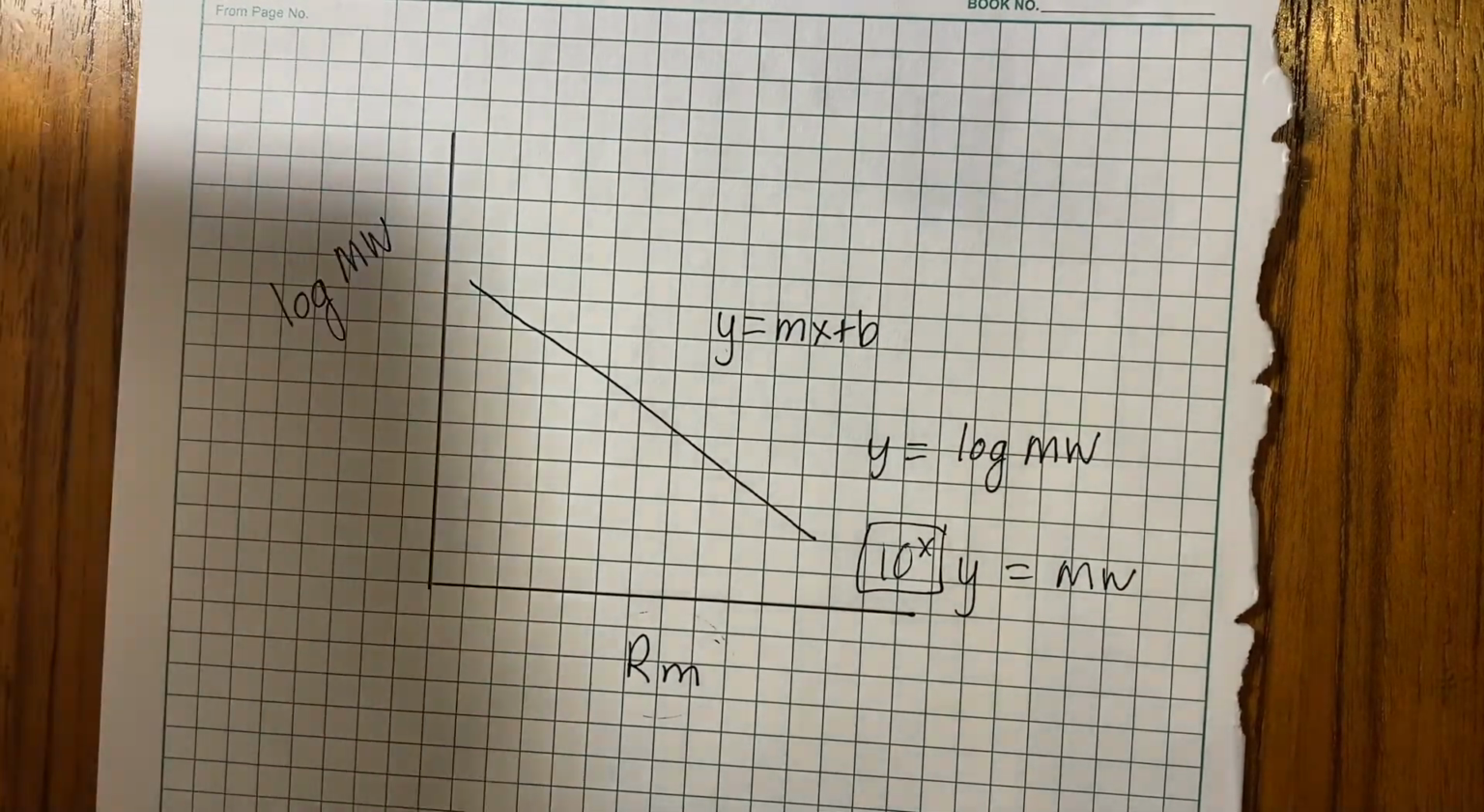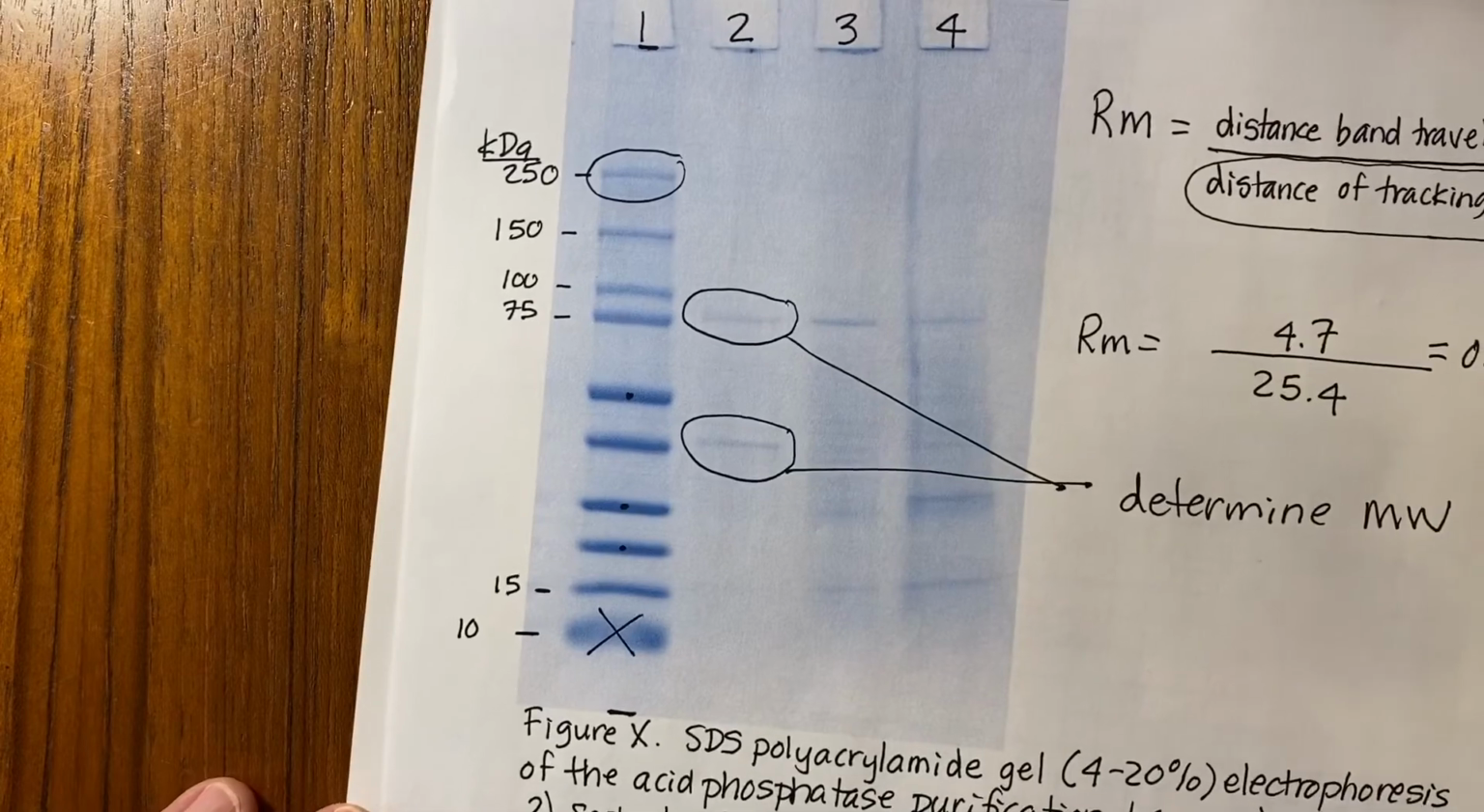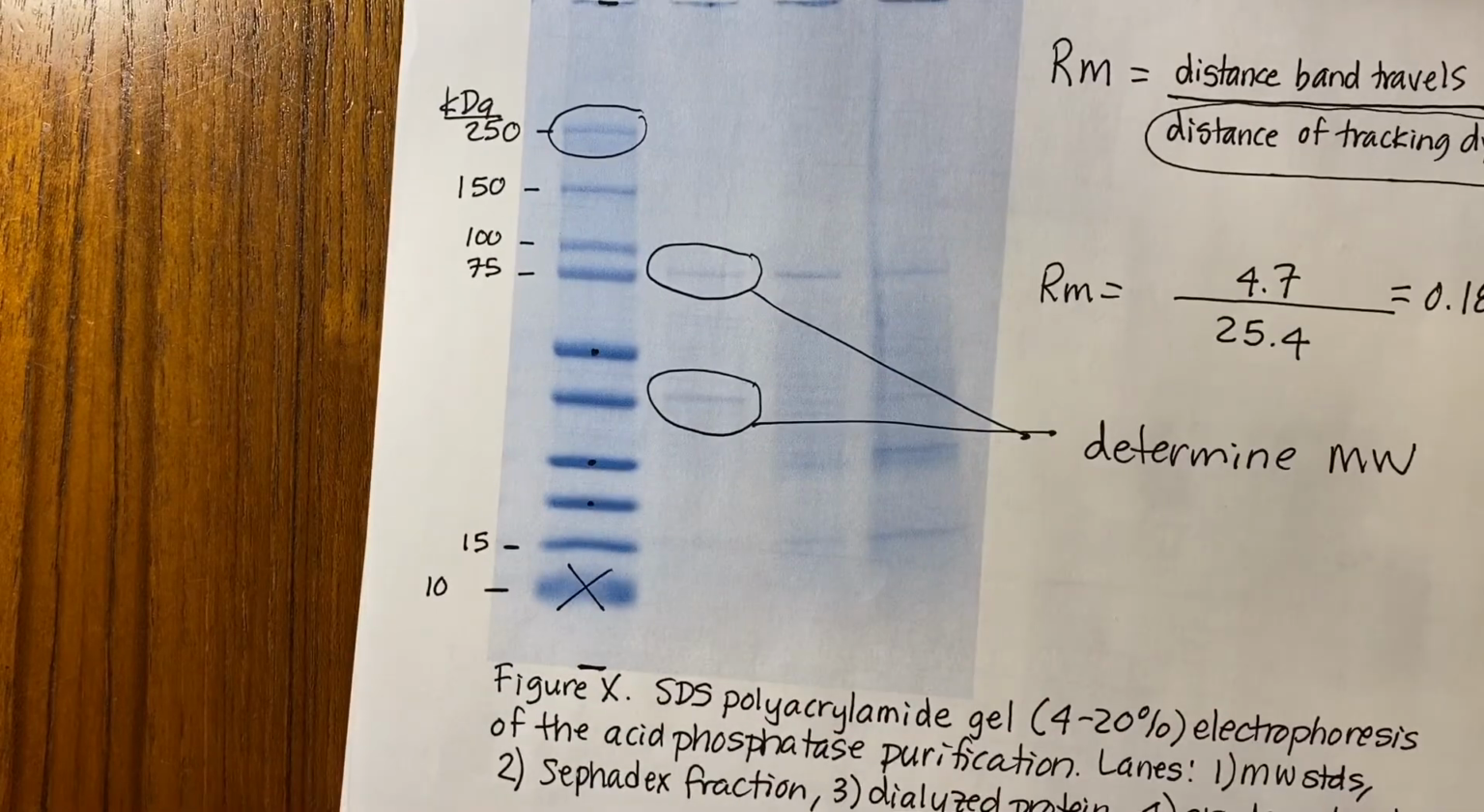So you will get 2 molecular weights because there's 2 bands, and then you will compare those 2 numbers to the value you got for molecular weight with the gel filtration column, and one of them should be closer than the other one. So you can decide based on that that's your acid phosphatase.